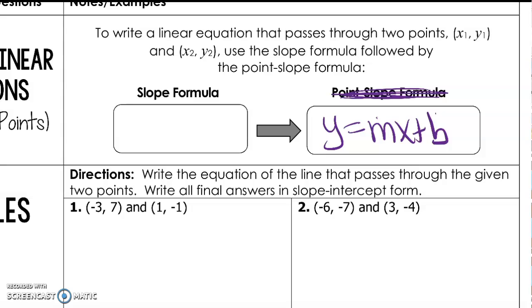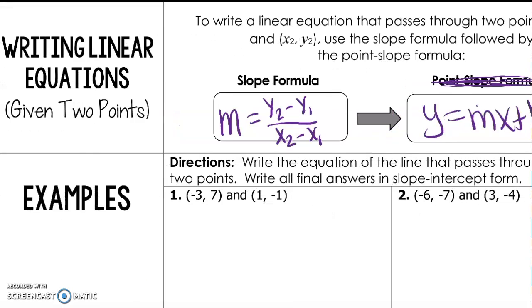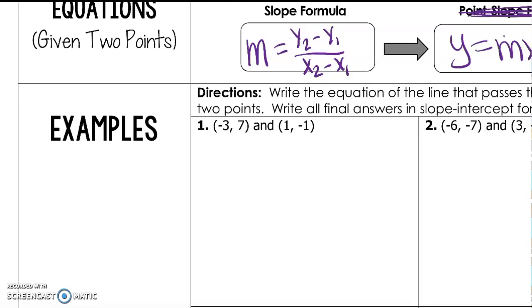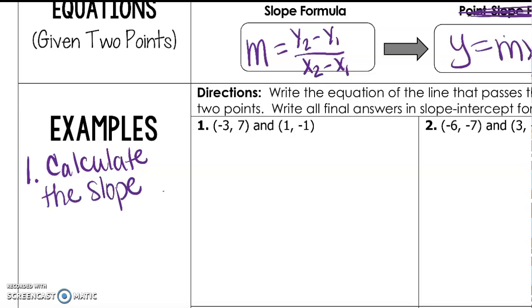So again, I'm going to write the steps over on the side and do number 1 at the same time. But you do need to remember our slope formula, y2 minus y1 over x2 minus x1. You will do that for your first step. Okay, so step 1 is to calculate the slope. And again, you do that with your slope formula.